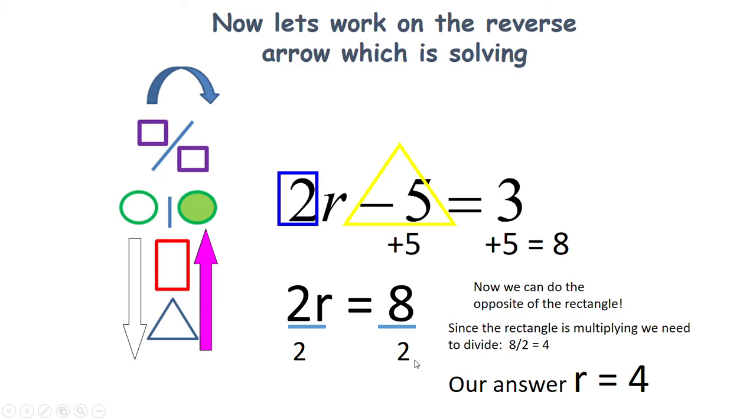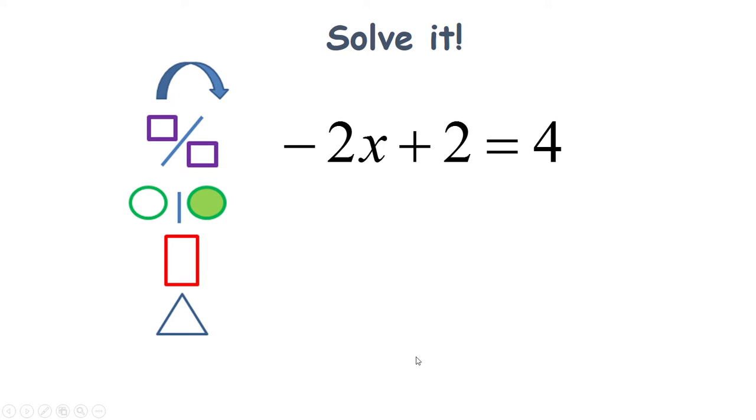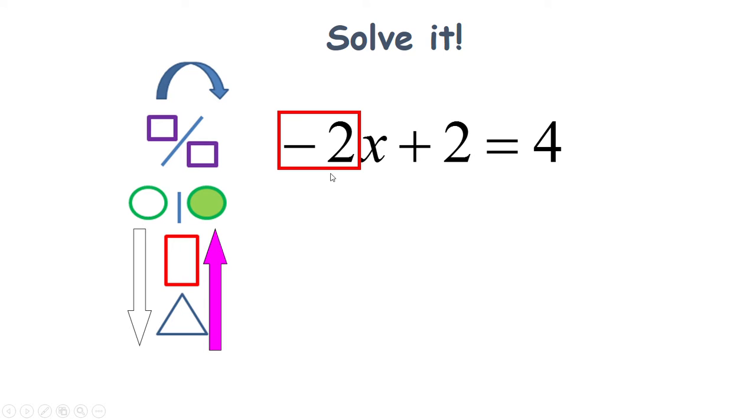All right, let's look at some of the examples we've already set up. So this was our first example. We already said that the rectangle was the number in front of x, which was negative 2. The triangle is plus 2. So we're always going to move the triangle first by doing its opposite. So inside that triangle is plus 2. The opposite is minus 2, and we're going to do it to the other side of the equation where the 4 is.